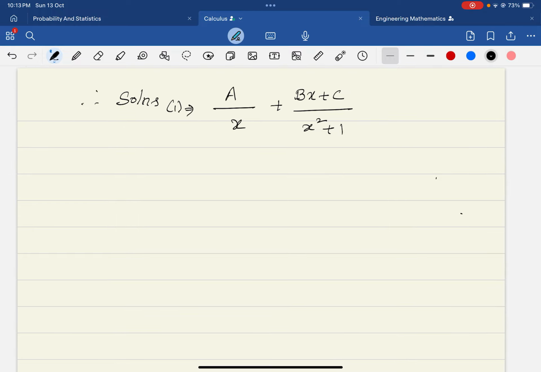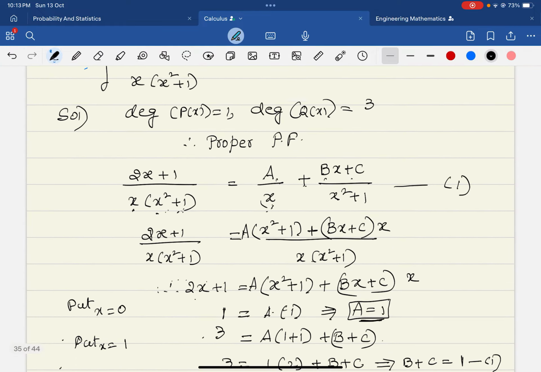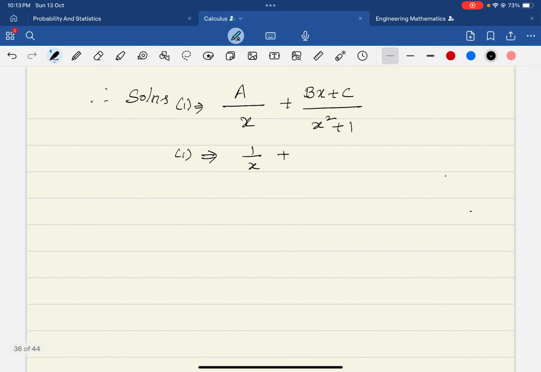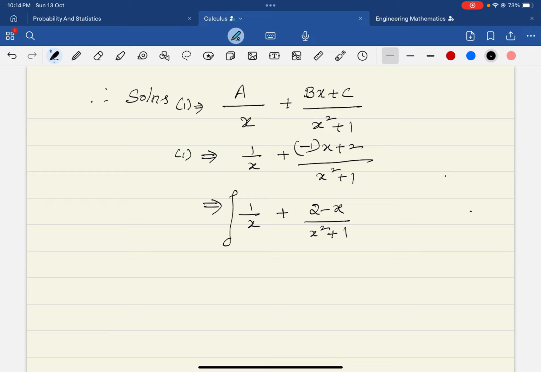From this equation we get the value of A is 1 over x plus the value of B is minus 1 and C is 2 over x square plus 1. So can you rewrite this? 1 over x plus 2 minus x over x square plus 1. So this is what you get. Now we are going to integrate the whole thing.